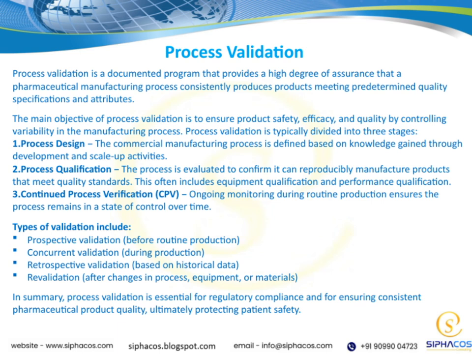There are different types of validation as well. Prospective validation happens before routine production begins. Concurrent validation takes place during production itself. Retrospective validation looks back at historical data to confirm process consistency. And revalidation is necessary whenever there are changes to the process, equipment, or materials.